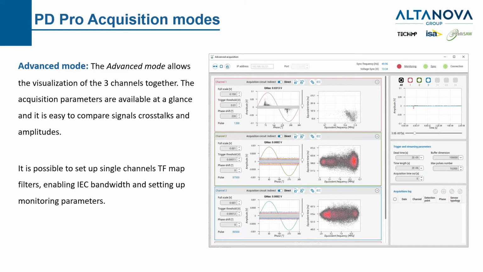From the advanced mode, we can also select acquisition parameters like full scale, trigger, and phase shift, together with the time length duration of the analyzed pulse and the duration of the acquisition. So there are many more things that the operator can do and select during the acquisition. It is also possible to use time frequency map technology by right-clicking on the TF map. We can select an area to be filtered out or in the acquisition, and it will be displayed together with the other two during the streaming.